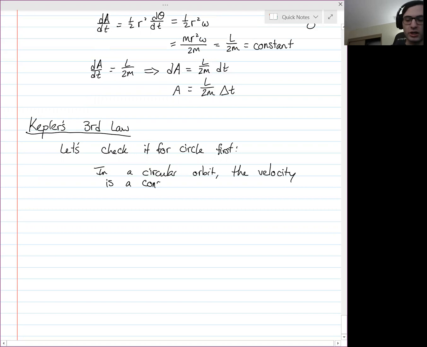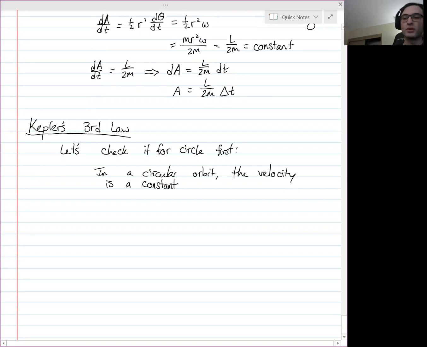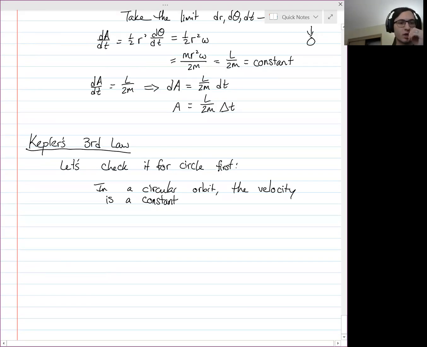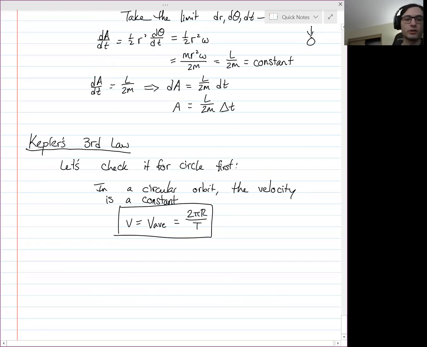because you have to sweep out equal angles in equal time in order for the areas to be the same. And so the velocity, which is just equal to the average velocity, is just the total distance covered divided by the time, right? It's a useful equation that we're going to use.